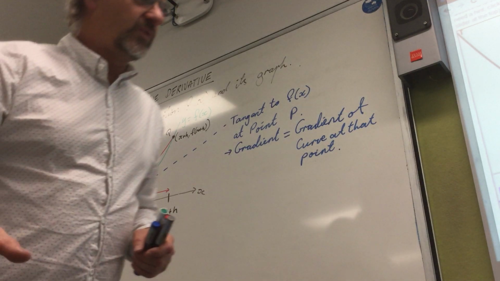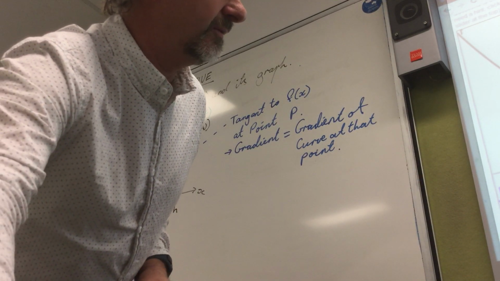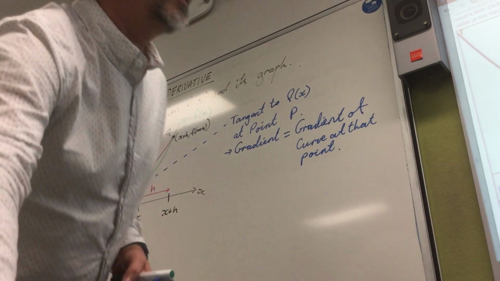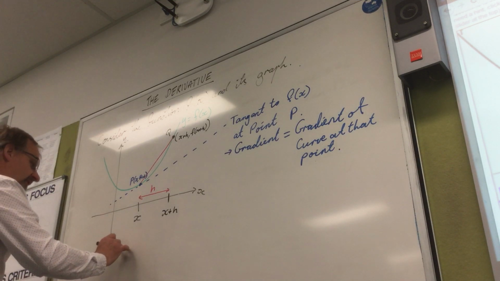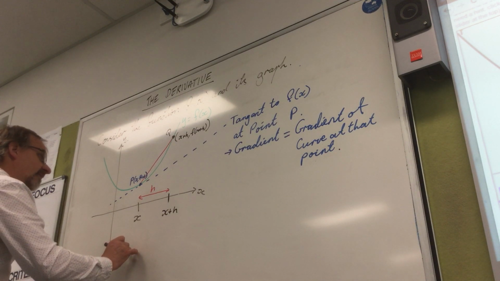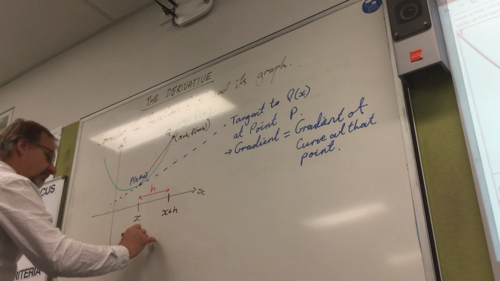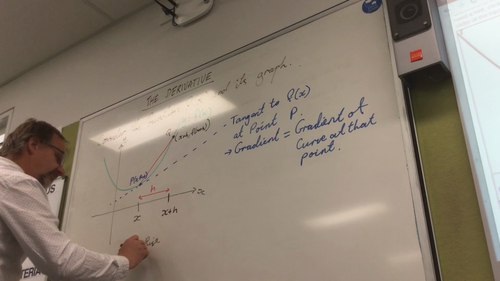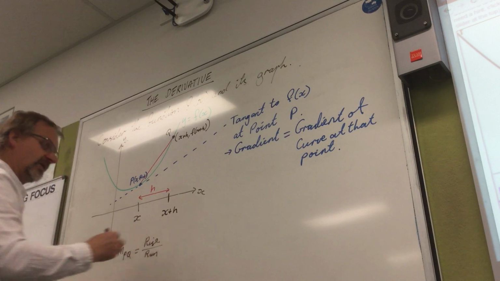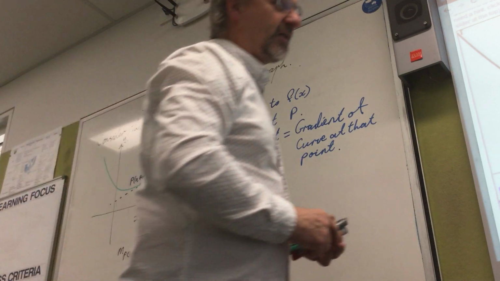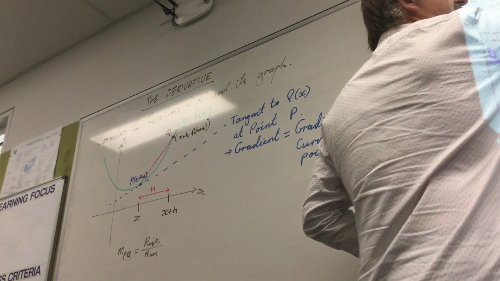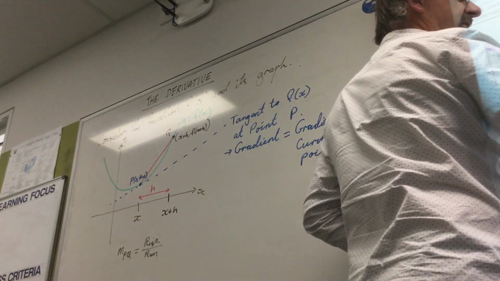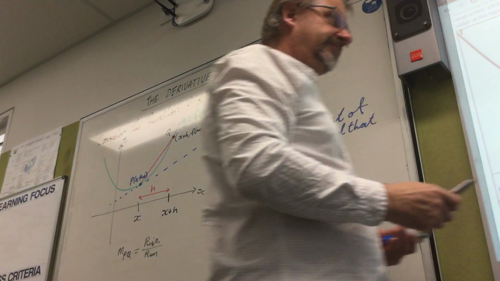Alright, so now I can work out the gradient of P to Q. So the gradient of P to Q is rise over run. And as you can see by the graphic on the screen here, we've created our right angle triangle. This side here is our rise. This side here is our run.